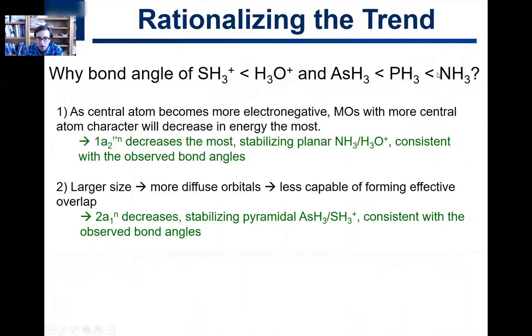And that's exactly what we also see, right? The arsenic containing compound, arsine, has the biggest size and has the smallest bond angle, most stabilized for pyramidal. Sulfur one has a bigger size than hydronium with oxygen, so most stabilized for pyramidal, smaller bond angle. So all those things are consistent.